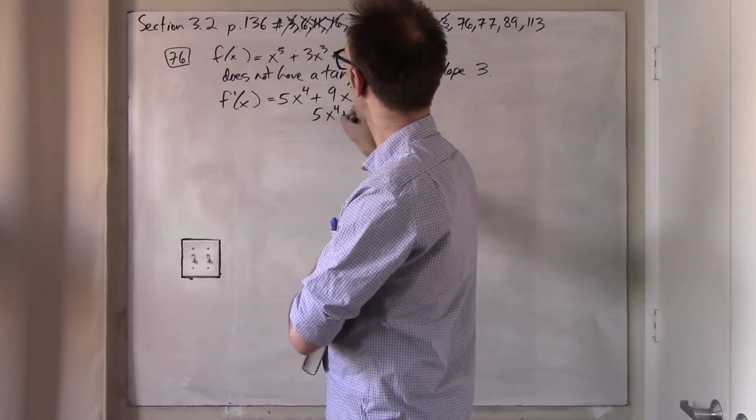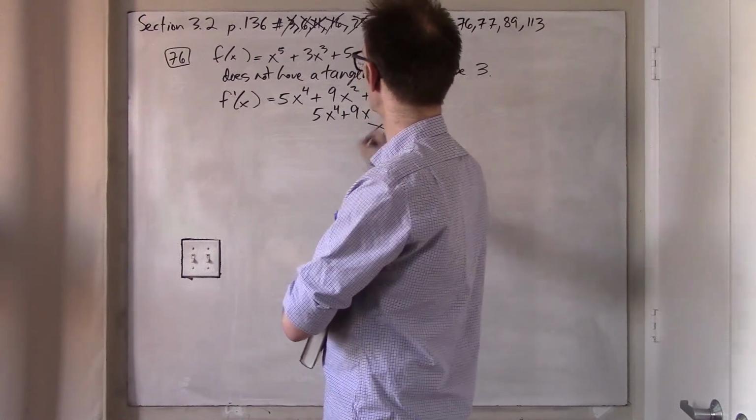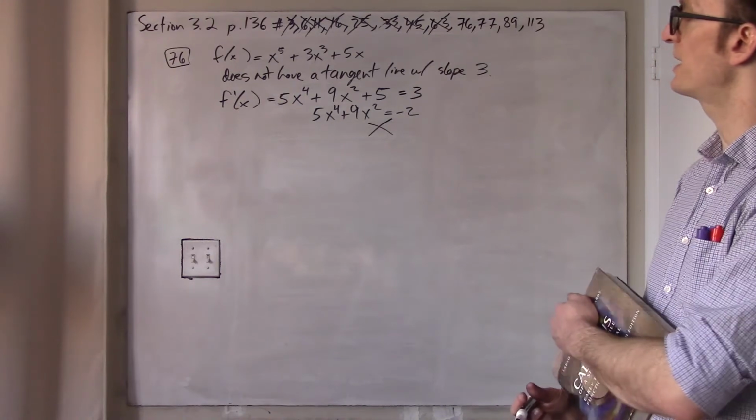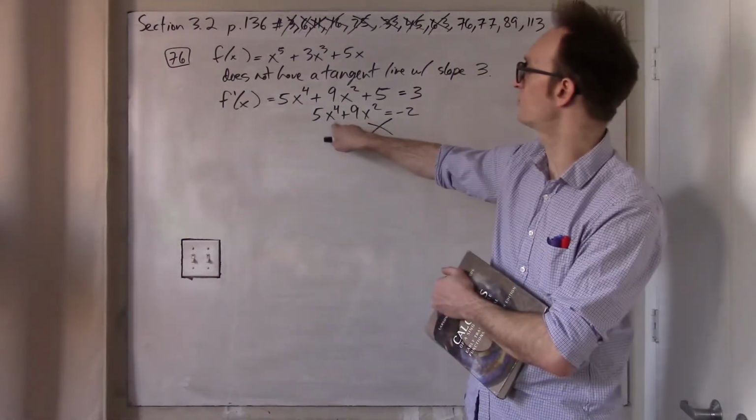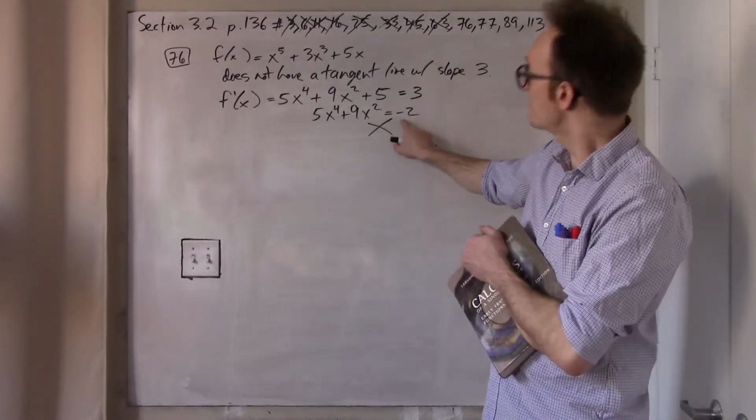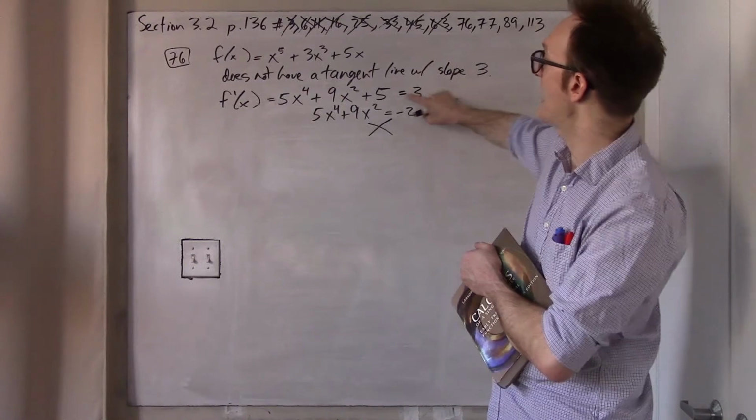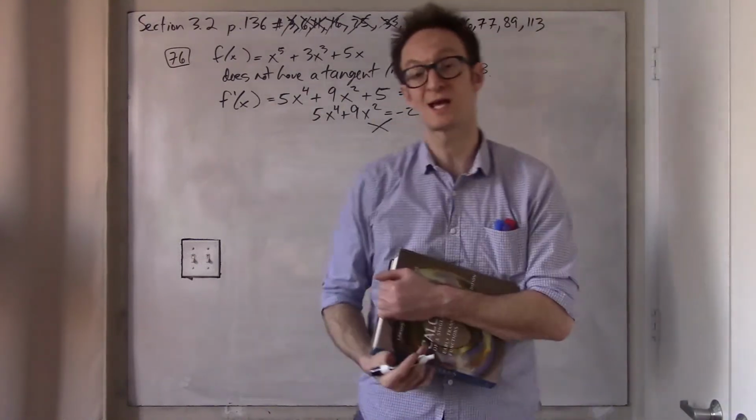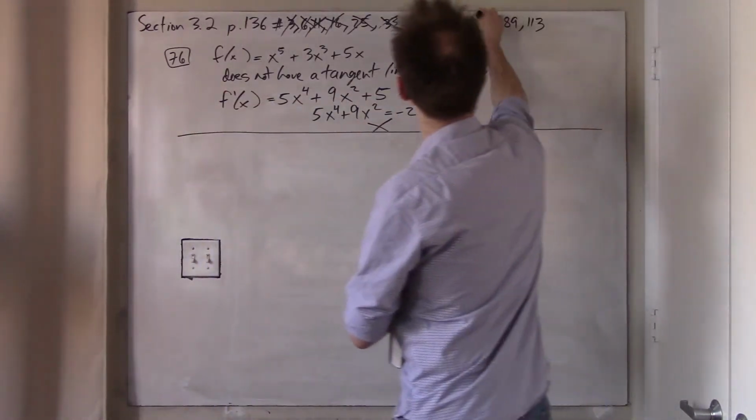5x to the 4th plus 9x squared equals negative 2, and that's just not going to happen, right? The left-hand side of this equation is always positive, and so there's just no way for these two to add up to be negative 2. Therefore, since this equation has no solutions, the derivative of this function is never 3, and so this function never has a tangent line with slope 3. Okay, I thought that was relatively straightforward.